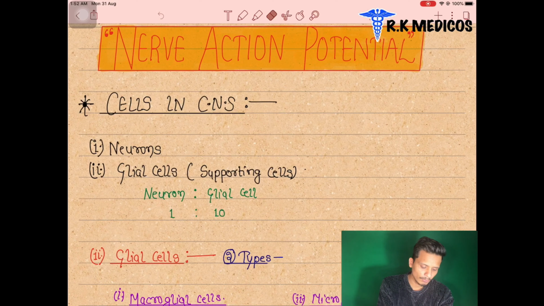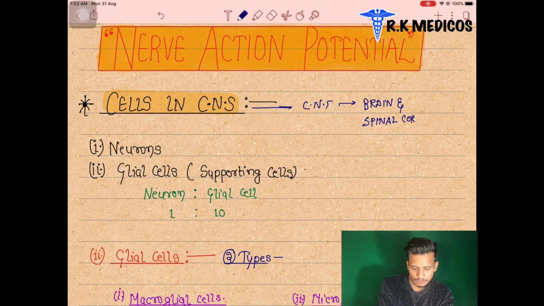First we are going to see the cells of the central nervous system. What are the central nervous system cells? Do you know? The central nervous system basically consists of two parts: one is the brain and another one is the spinal cord. These are the two parts of the central nervous system. And in the brain, what cells are present? There are two types of cells present in our brain: one is neurons and the other is glial cells.